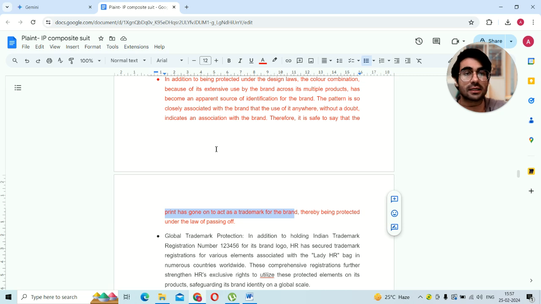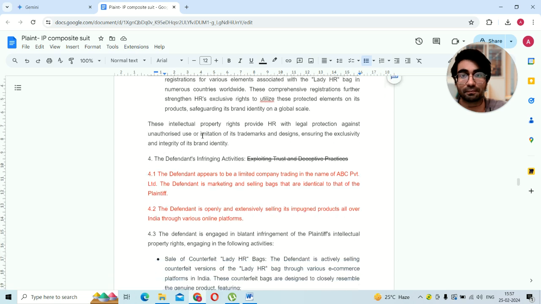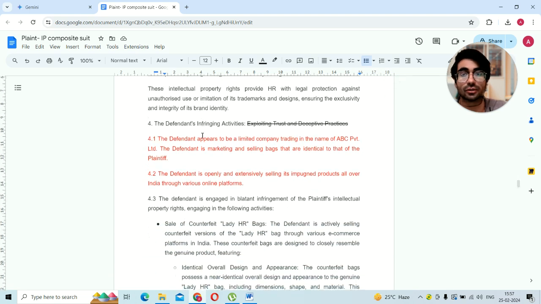So trademark is being infringed, we know that. Design is being infringed, we know that. And we have also talked about now passing off, right? And then over here, we are talking about the fact that there is a global trademark protection with respect to the brand's name, right? So that's that. Then we've moved on to what is it that the defendant is doing.